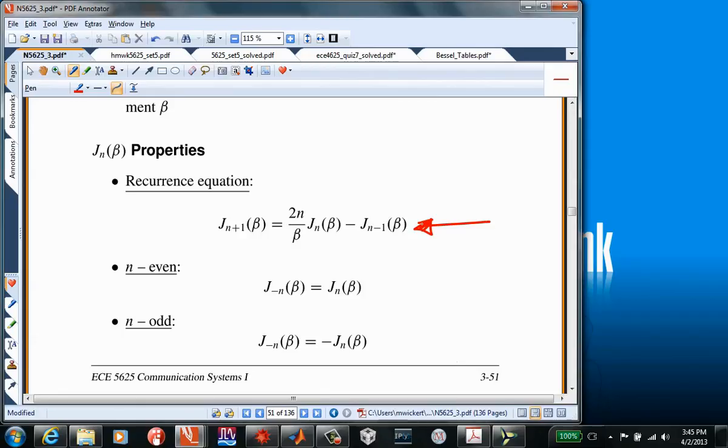And that's actually the way the computer works. The computer doesn't have a catalog pre-stored of all the Bessel functions. It has a very high precision table for J0 and J1, and then it uses this recurrence relationship to take you up to the higher orders.